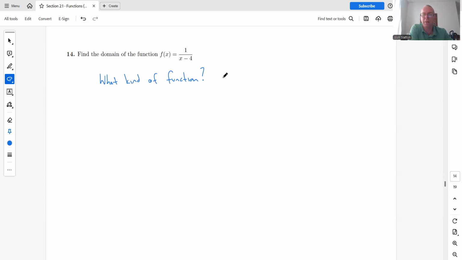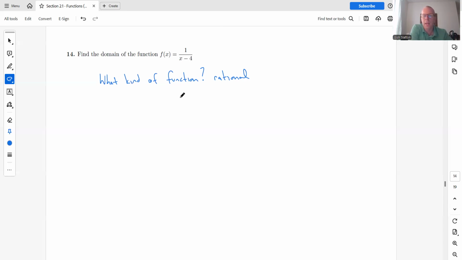So what kind of function is this? This is rational. And we know it's rational because we have a fraction. The root of this word is ratio, like a rational number is a ratio or a fraction. So anytime you have a rational whatever it is, we're basically talking about a fraction of whatever it is. In this case, it's a rational function, which means it's a ratio of functions.